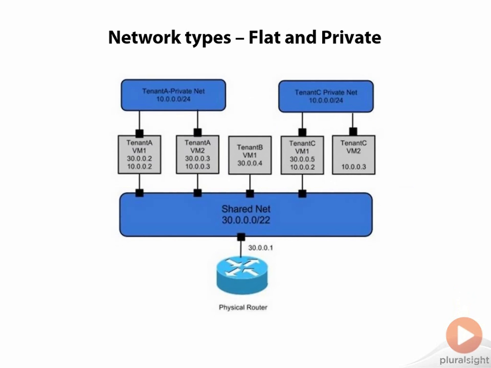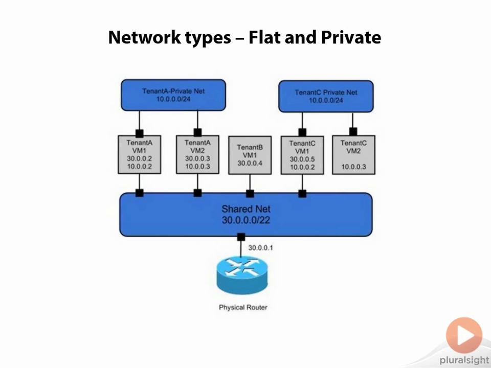Next, we have the flat and private model. This is going to be something that's much more common in cloud environments. Not only are they provided an external range of IP addresses with the 30.0.0.0/22 in the shared net range, but underneath that, each tenant is provided its own private network.